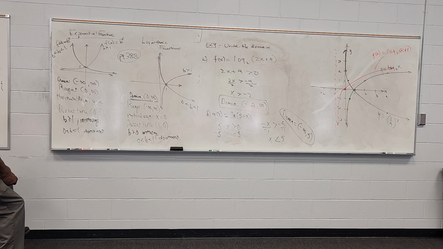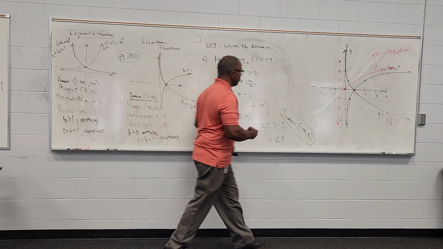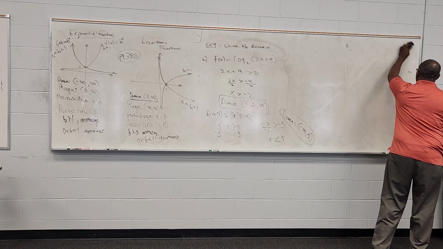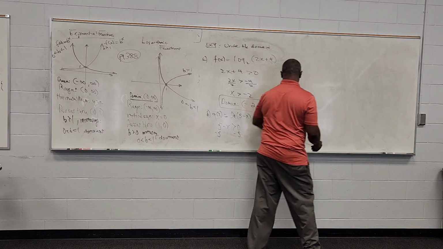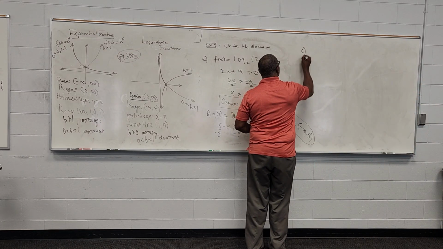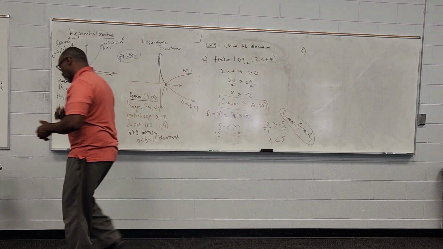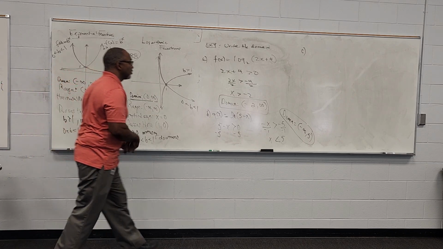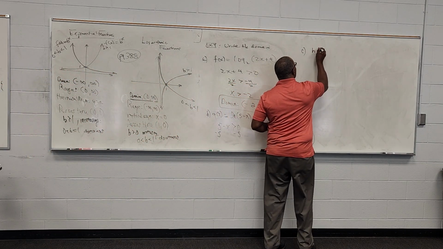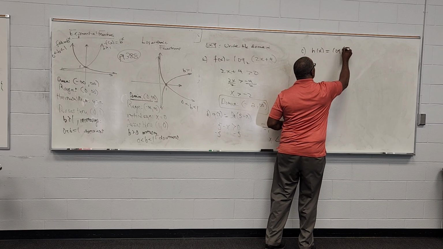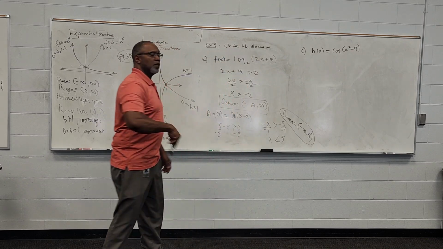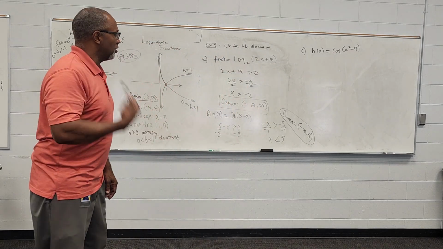Okay? C. There's one more. C says h of x is log of x squared minus 9. Okay, h of x is log of x squared minus 9.